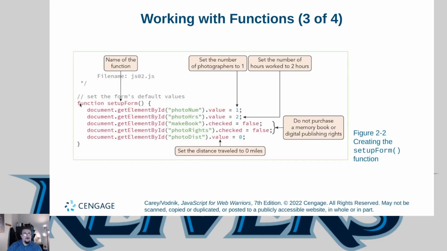And here is our function. We're calling it setupForm. Set the photographer's default to 1. The number of hours worked default to 2. Whether or not the 2 checkboxes are selected, we're setting those to false, and our default travel to 0. And we see here we are using document.getElementById for photoNum, photoHours, makeBook, photoRights, and photoDist. Remember, these IDs have to be specific to certain HTML elements. An ID is unique. Classes are generic.